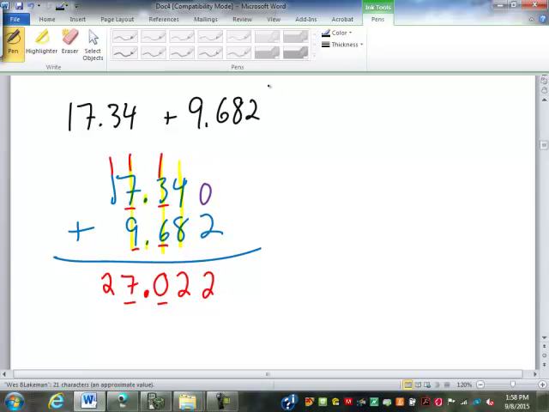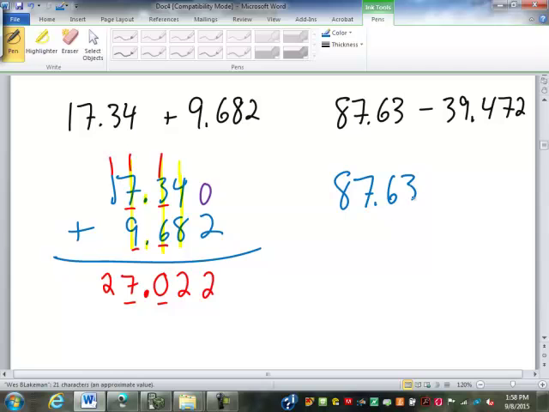We're not going to spend a lot of time with addition. Subtraction is slightly more interesting. So something like this. Again, we have to make sure we line up the decimal points. We go to subtract. Here it's actually vital that we put that 0 in to fill that place.